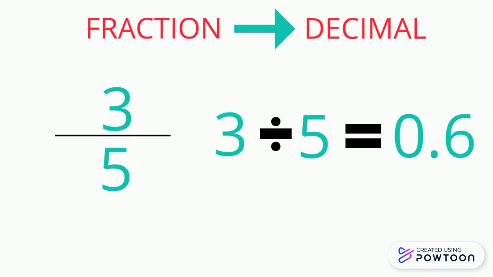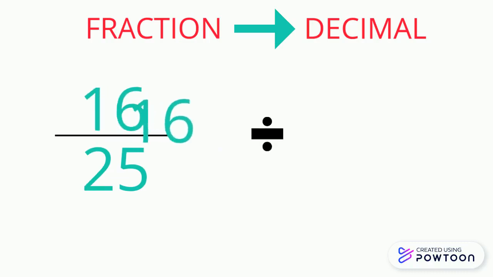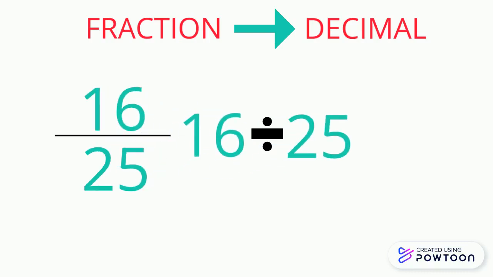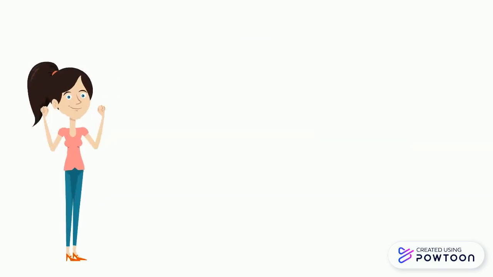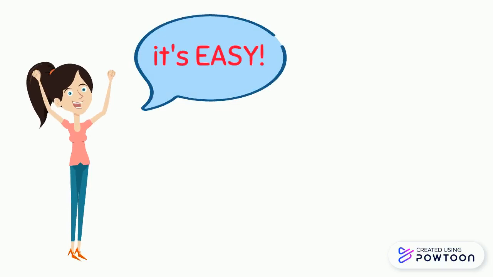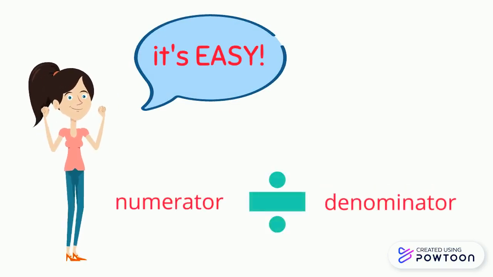Let's try another one. To change the fraction 16/25 into a decimal, I can divide 16 by 25. When I punch that into my calculator, I get 0.64. So 16/25 is equal to 0.64. It's easy. To change a fraction to a decimal, just divide the numerator by the denominator.